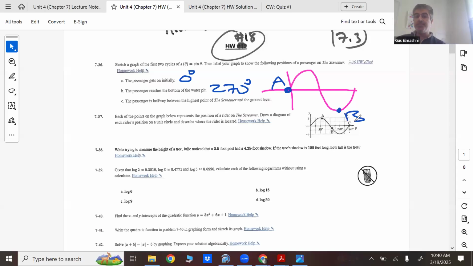Because that's the lowest point. And you're halfway between the highest point and the ground level. You can put it in a couple places. You could do it at 135 degrees. Like, how do you know these? That's because I just know. But how are we? Exactly.